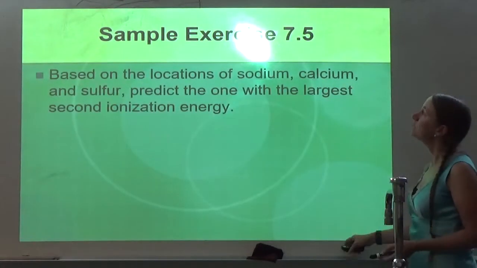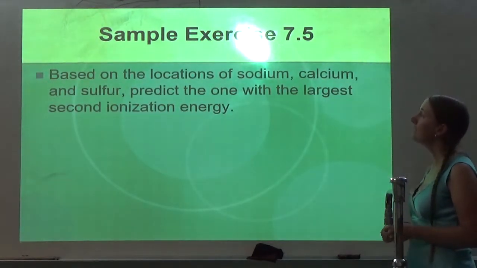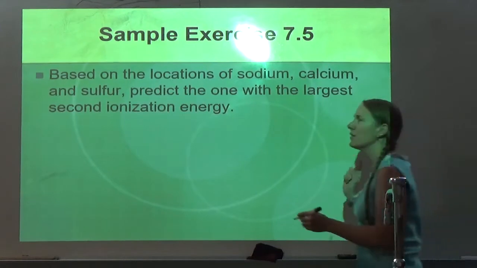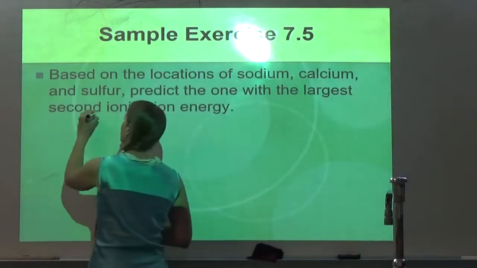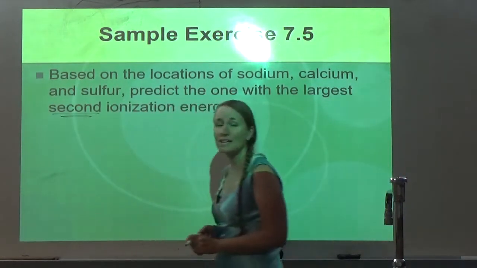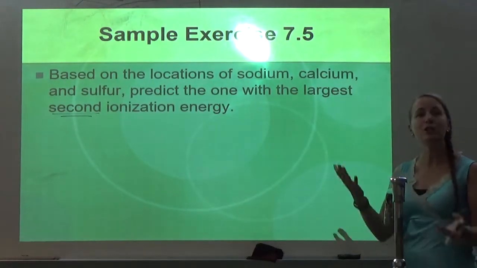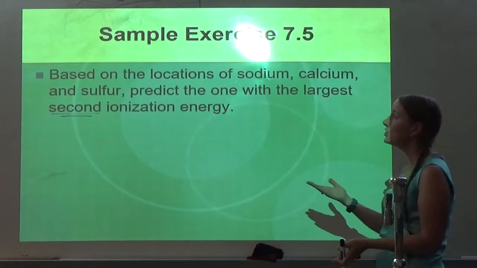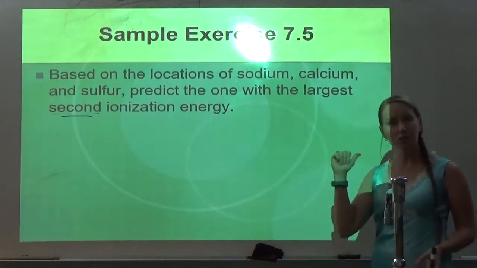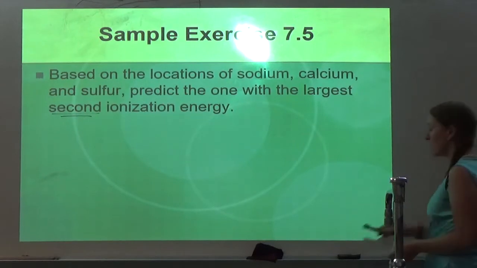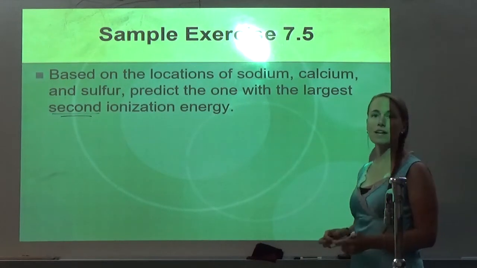It says, based on the locations of sodium, calcium, and sulfur, predict the one with the largest second ionization energy. This is where you have to be careful. You need to look at which ionization energy they're asking you about. Are they asking about the first one, where we're just removing one electron? In that case, you can look at your trends: ionization energy decreases going down and increases across. But if they ask about a second or third and so forth, that's when you really need to start focusing on valence electrons.